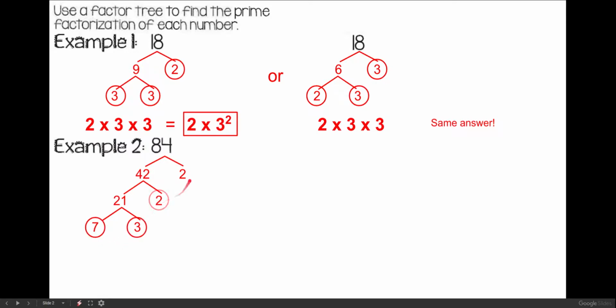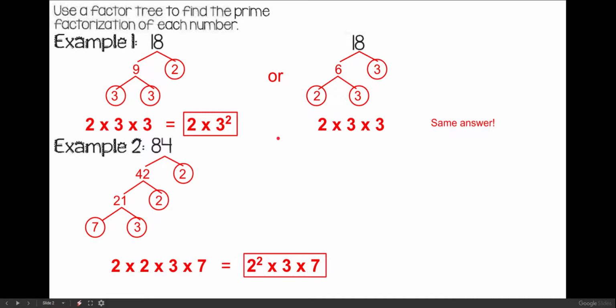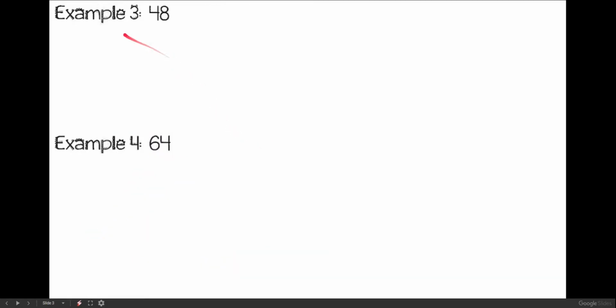I have 7, 3, 2, 2, and let's put them in order from least to greatest. 2 times 2 times 3 times 7. I have a pair of 2's right here, so I can rewrite this as 2 to the second power times 3 times 7. Box that answer. Let's try another example. Example 3, we have 48.